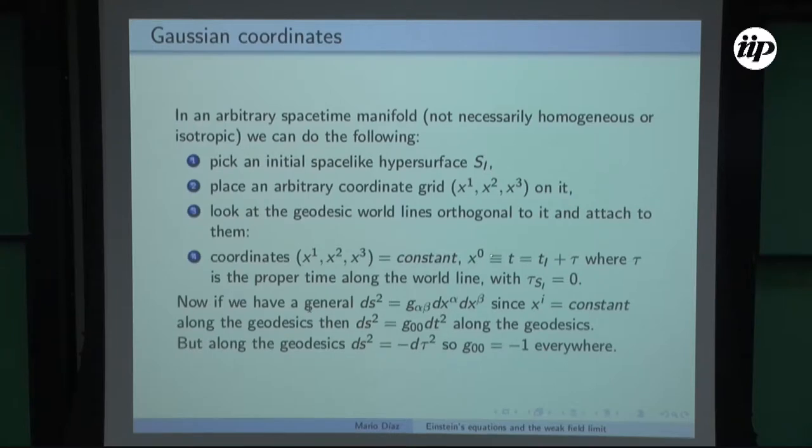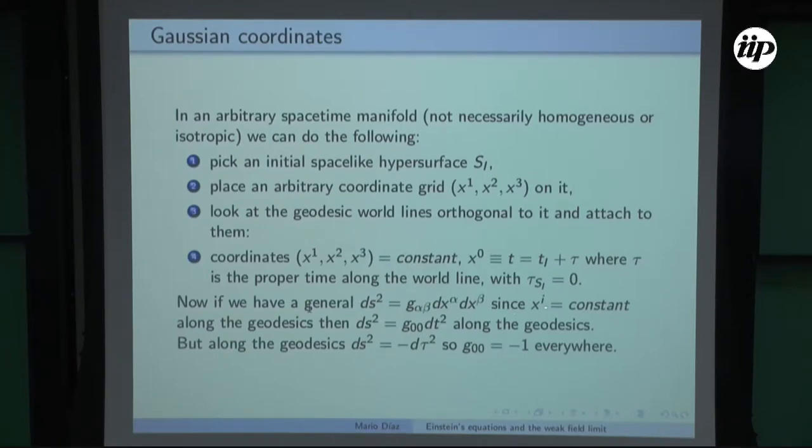And take x0, the time component of the coordinate system, equal to t, equal to a given value plus tau, where tau is the proper time along the world line. So it's such that tau at this hypersurface that we're looking at is equal to 0.